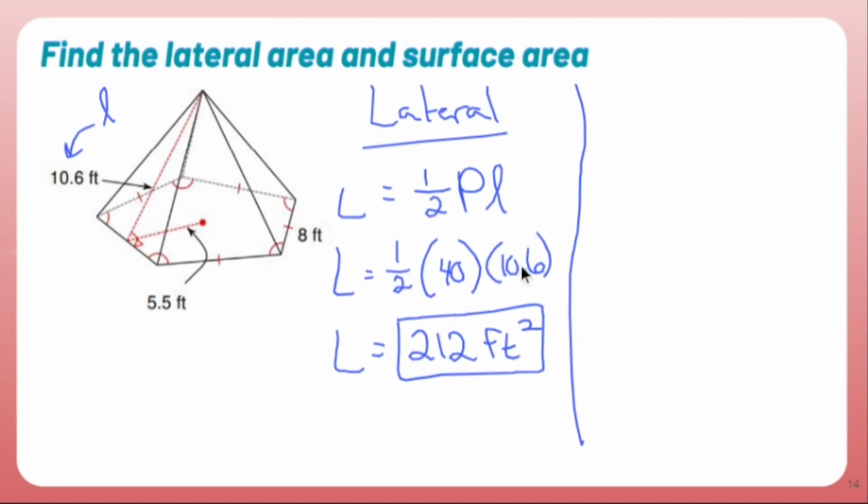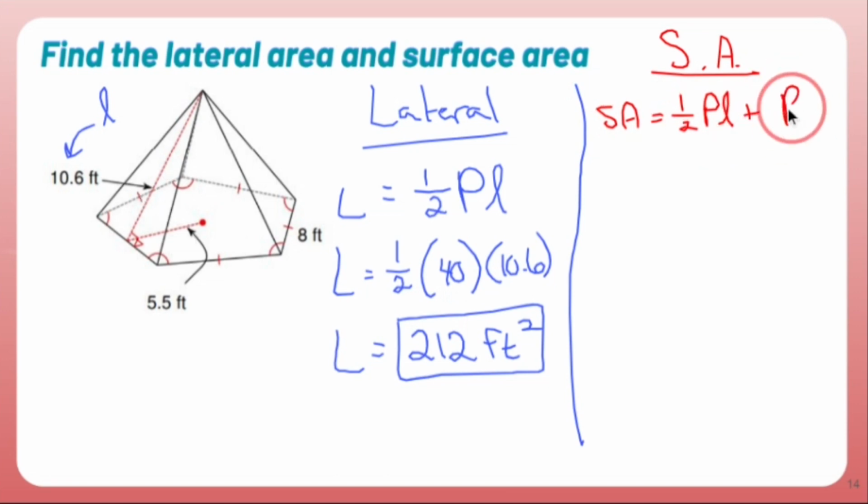Now, common sense will tell you that if I'm finding just the sides to give me the lateral area, the only difference is now I have to add my one base. So why don't I write out the formula? I'm not going to go to a formula sheet to find the surface area. It's going to be my lateral area, which is 1/2 P times slant height, plus the area of my one base. So I know that my lateral area is 212.